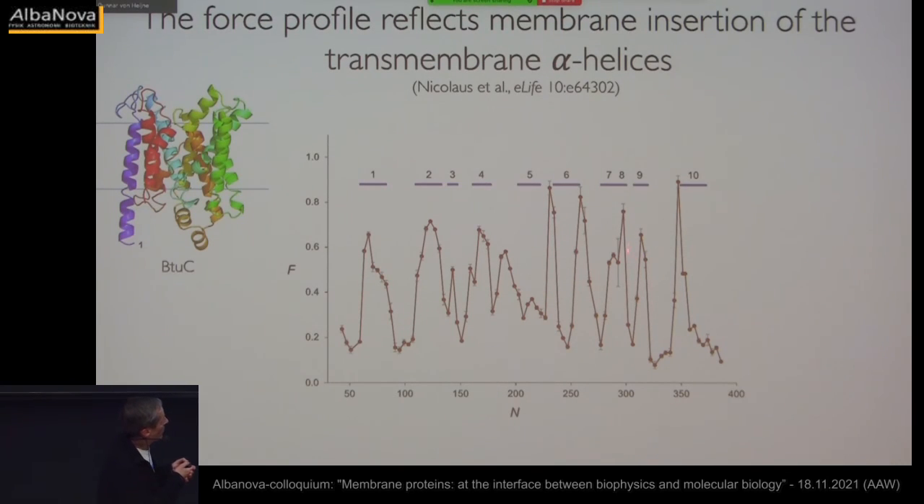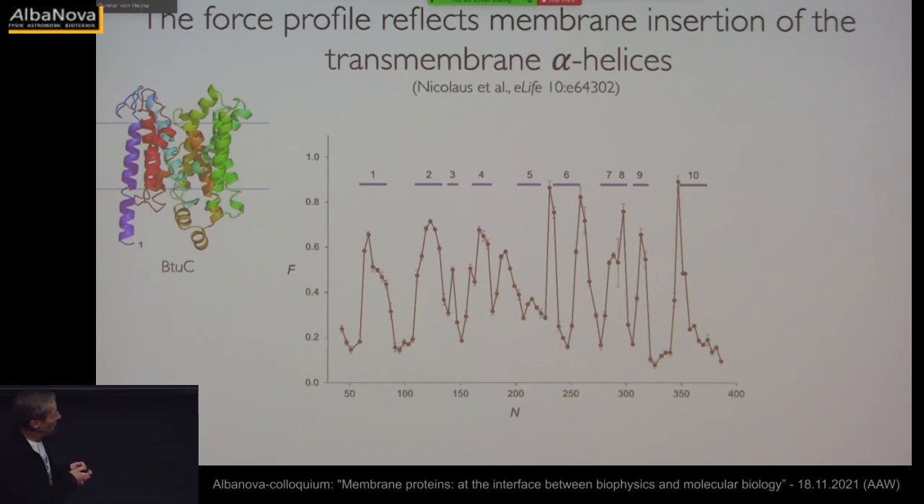Seven and eight are very close together, so the loop between them is very short, and so they actually coalesce into one peak, more or less. Nine is where we expect it to be, and 10 is, again, a little bit before the hydrophobic region, but again, we have pinpointed what's in the sequence that generates 10 here.